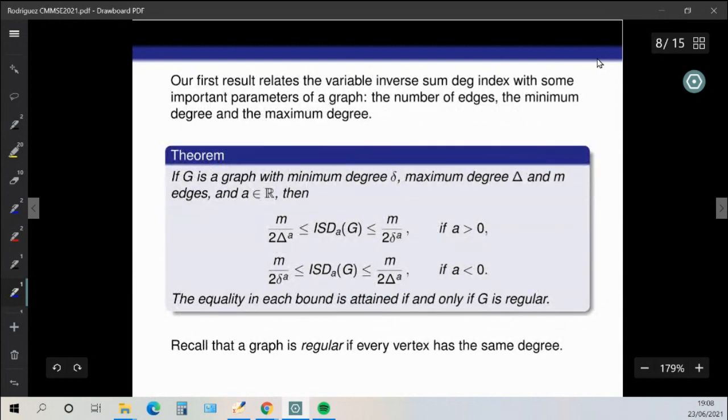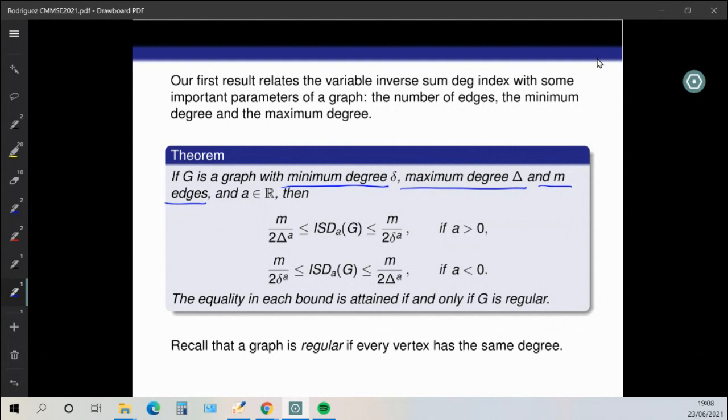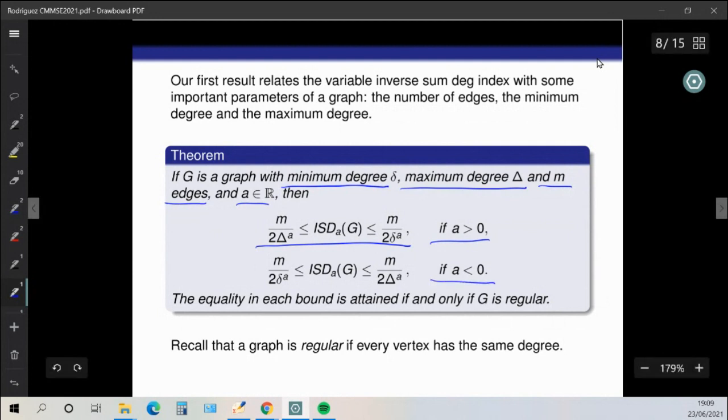Our first result relates our index with some important parameters of a graph. If δ is the minimum degree, Δ the maximum degree, m the number of edges, and a is a real parameter, then we obtain these lower and upper bounds for our index when a is a positive number. If a is a negative number, we have the converse inequalities. And these inequalities are sharp.